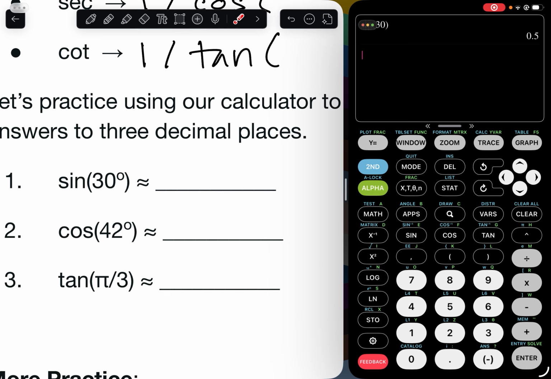And I get 0.5. And in this case, that's actually an exact value because we know from the unit circle sine of 30 is 1/2. Yay.